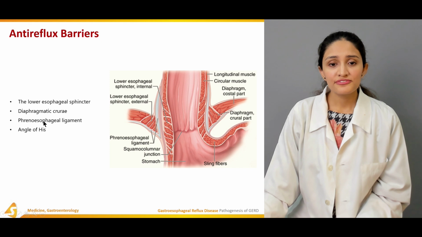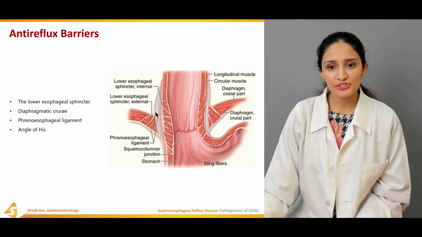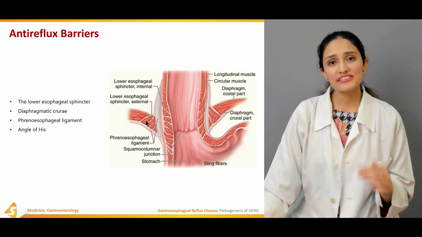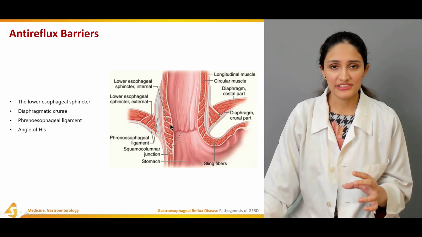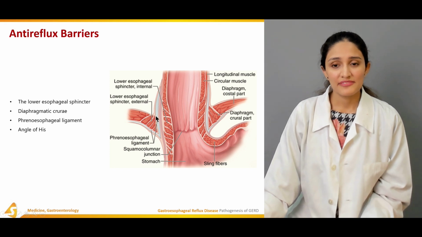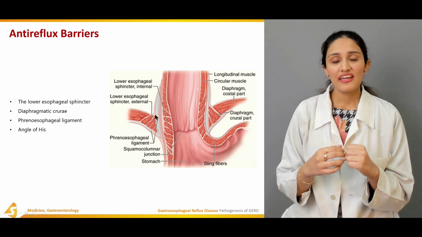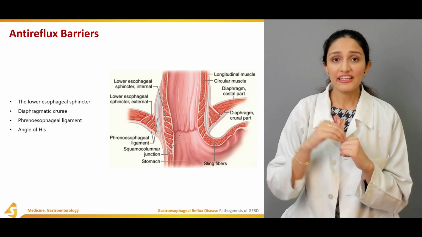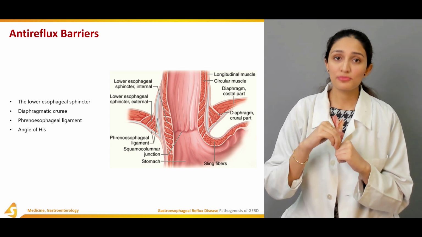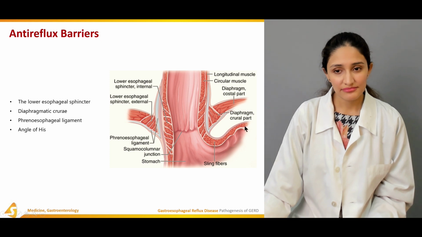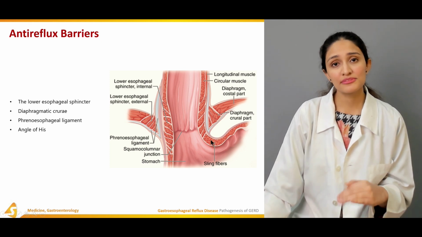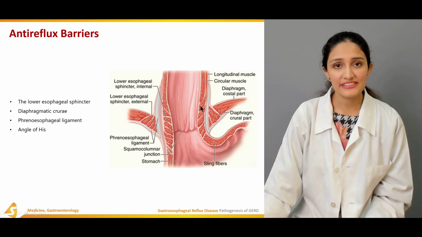Now, the phrenoesophageal ligament: this blue structure over here is called the phrenoesophageal ligament. What does it actually do? It helps in anchoring the lower esophageal sphincter and the angle of His. The esophagus enters the stomach in an oblique fashion, which provides a very sharp angle at the greater curvature of the stomach. This angle also helps in preventing reflux and is called the angle of His.